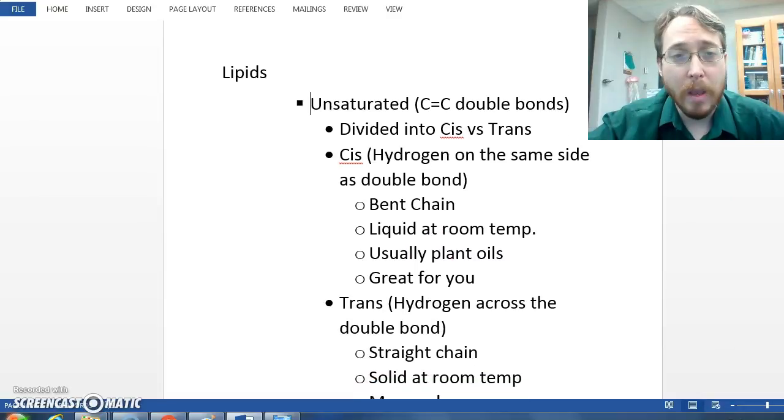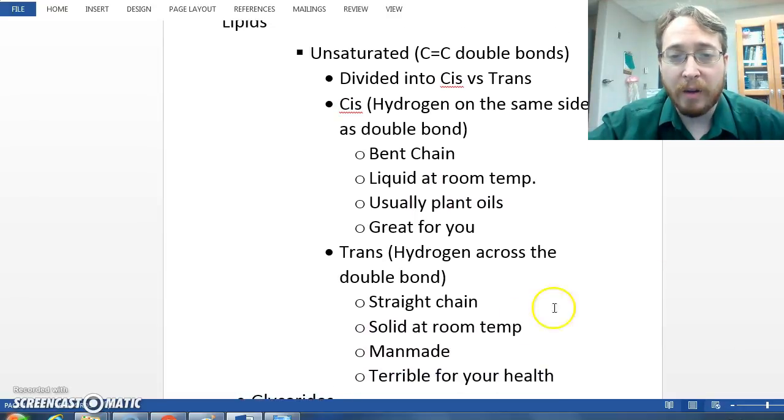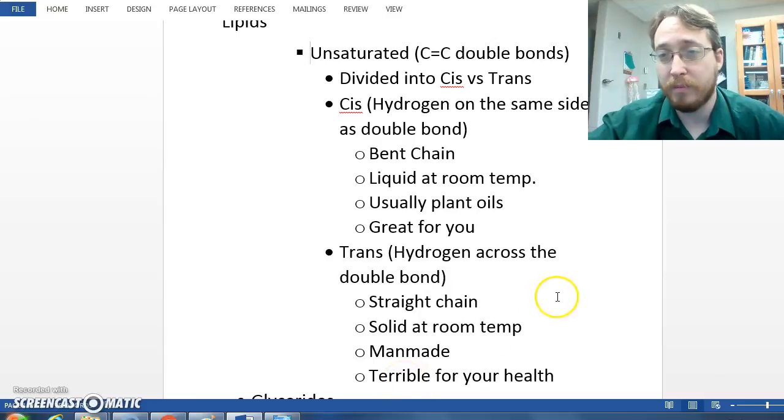Eat them up. Trans fatty acids have hydrogens across the double bond. This results in a straight chain shape. They're solid at room temperature. They're man-made, and they are terrible for you.